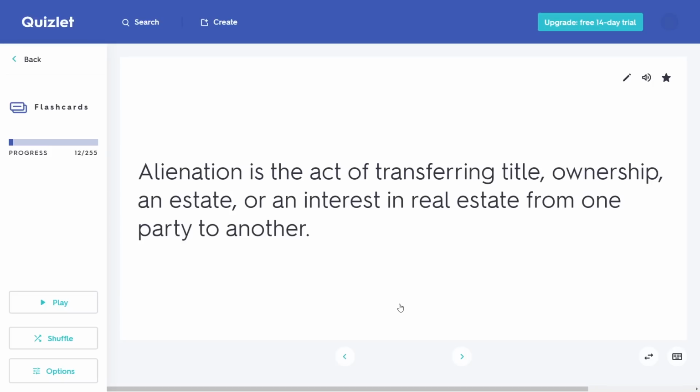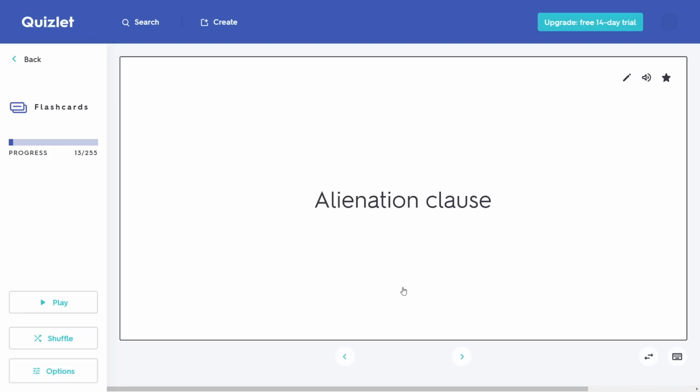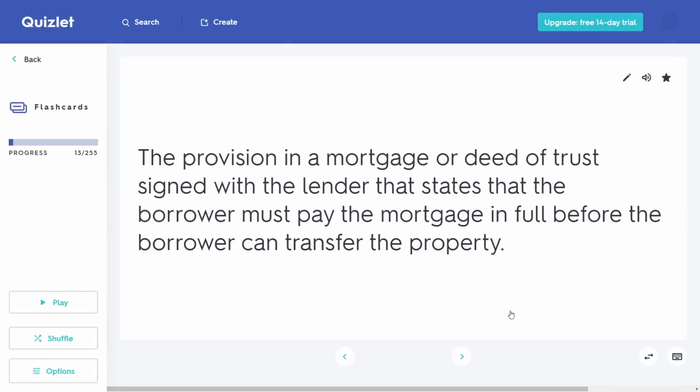So, yes. All right. Next one, I believe, is the alienation clause. So, this is different than just regular alienation, so keep that in mind and think this one over. Okay. Do you guys remember what the alienation clause is? The alienation clause is the provision in a mortgage or deed of trust signed with the lender that states that the borrower must pay the mortgage in full before the borrower can transfer the property.